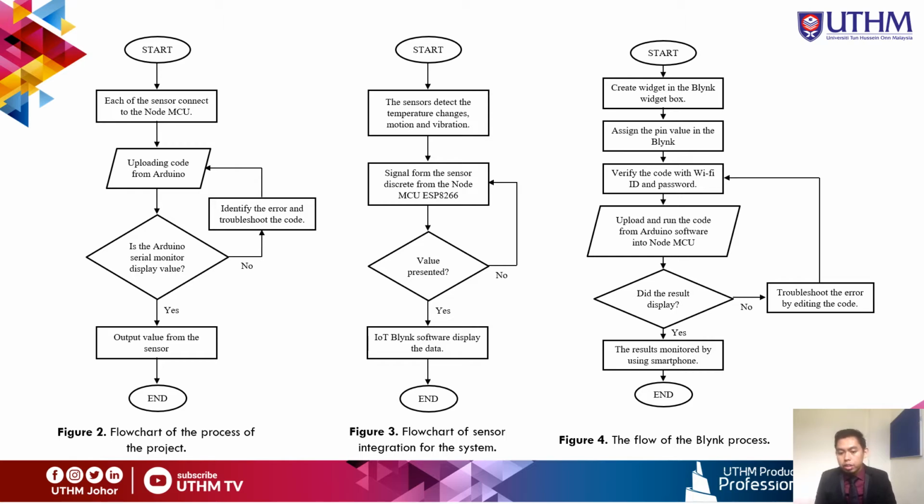And the third is the flow of the Blynk process, where we create the widget on the Blynk app by using the widget box and assign the pin value in Blynk. Verify the code with the Wi-Fi ID and password, and then we upload and run the code from the Arduino software into the MCU. If the result is displayed, we monitor the result using the smartphone. If not, we troubleshoot the error by editing the code.